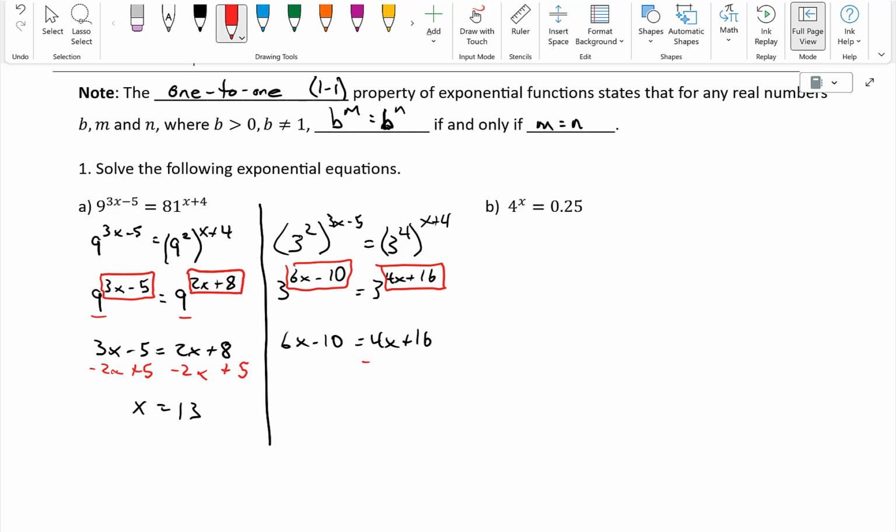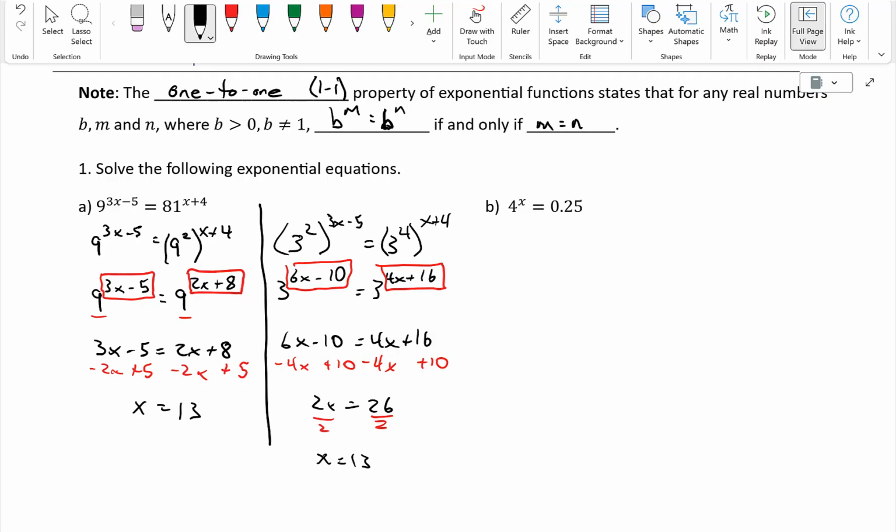We can subtract our 4x on both sides, add our 10 to both sides to get all the constants away from the x we're solving for. We end up with 2x equals 26, and then if we divide out that 2 to solve for x, we end up with x equals 13. So either way you see it is fine.